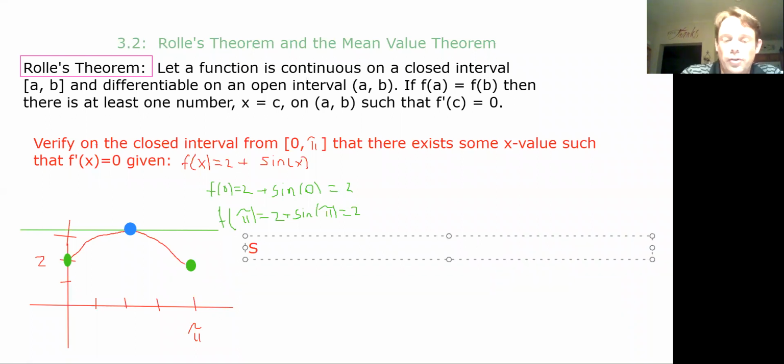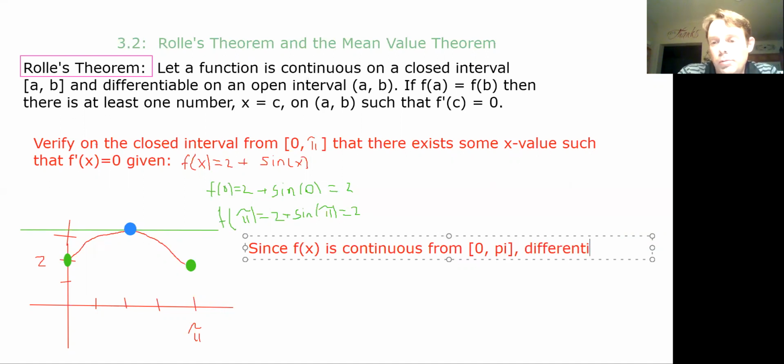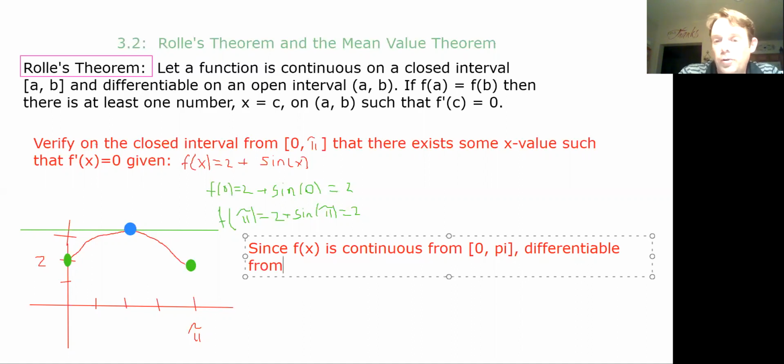Okay. So now we write our statement. Since f of x is continuous, and now we're going to use our closed interval, from 0 to pi. Closed interval for continuous. Closed starts with C. Continuous starts with C. They go together. Differentiable means you can find the derivative on that interval. Differentiable on the open interval, 0 to pi.